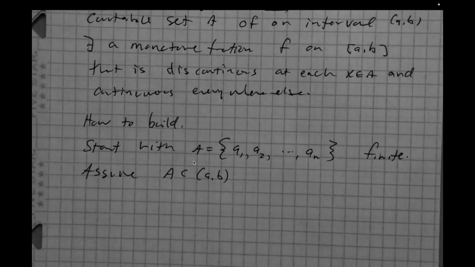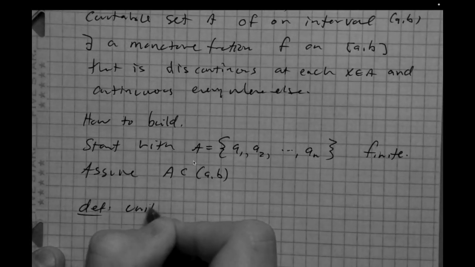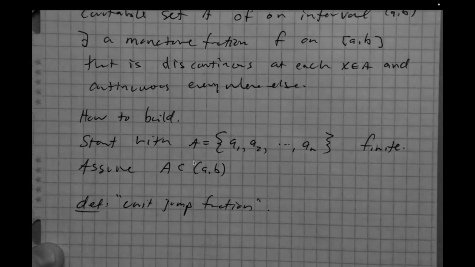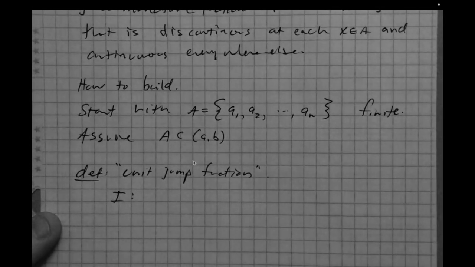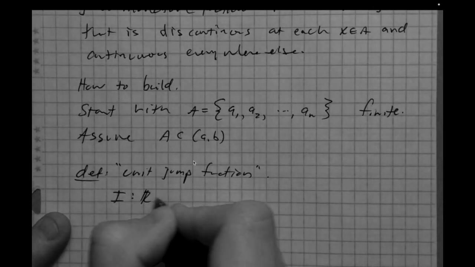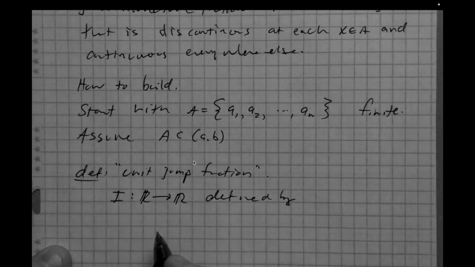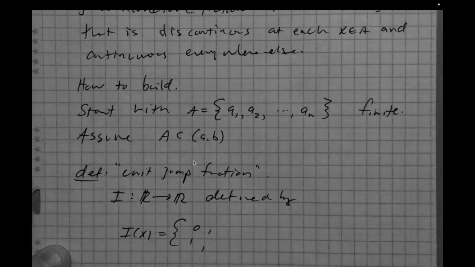And so really the heart of this function is another function called the unit jump function. And this is a simple function. We'll denote it with an I. That's the name of the function. I is a function on the real numbers, R to R, defined by I of x is equal to 0 if x is less than 0, and it's equal to 1 if x is greater than or equal to 0.